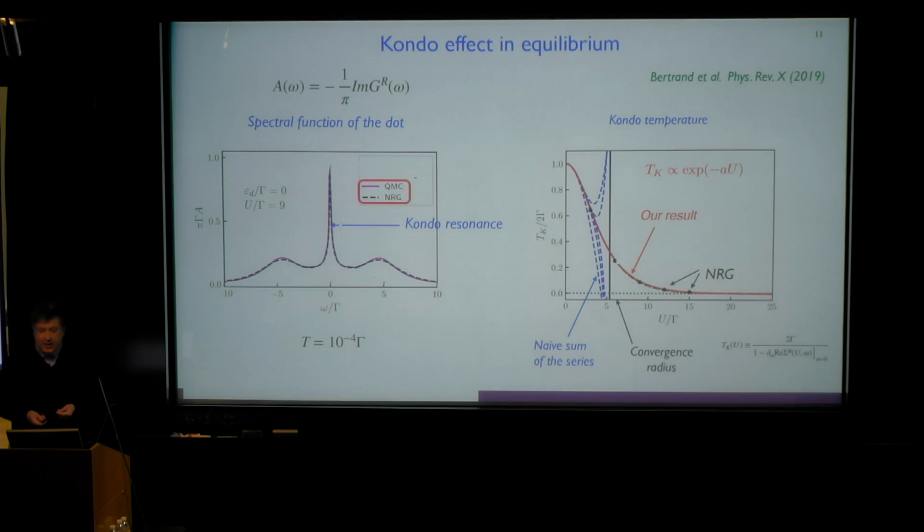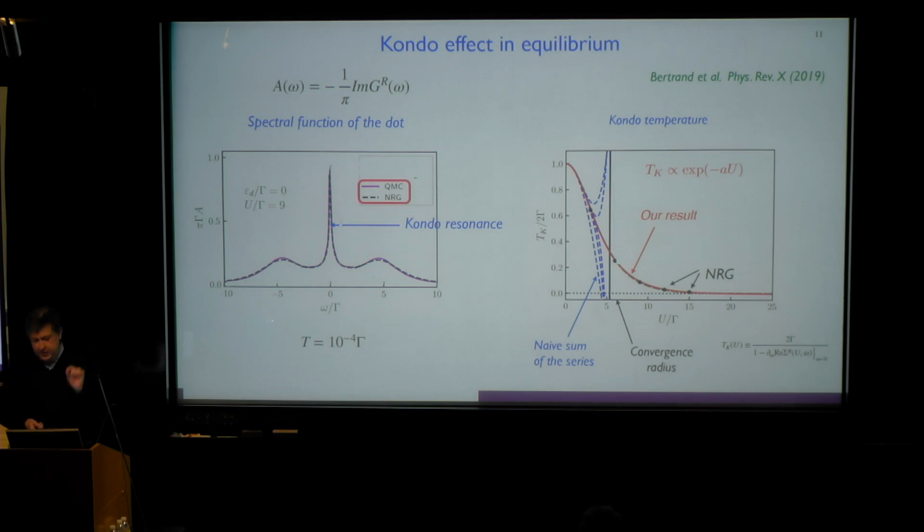Can I compute the spectral function? So yes, that's a spectral function as a function of frequency at very, very low temperature. You see here the Kondo resonance, which is characteristic of the strong correlation physics in this system, on top of the NRG, which is the gold standard for this kind of problem. We see that we have an excellent match, including at relatively high interaction.